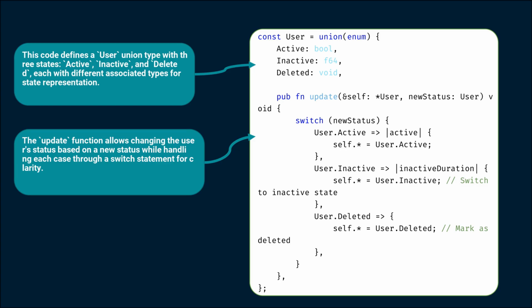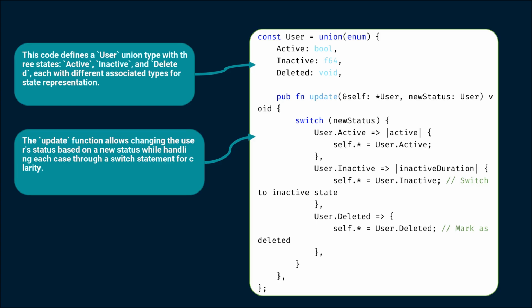Inside the update method, we use a switch statement to determine the type of the new status. Depending on whether it is active, inactive, or deleted, we appropriately assign the new state to the union's active field. This structure ensures that we can manage user states in a clean and organized way, centralizing state transition logic within the method rather than scattering it throughout the codebase.